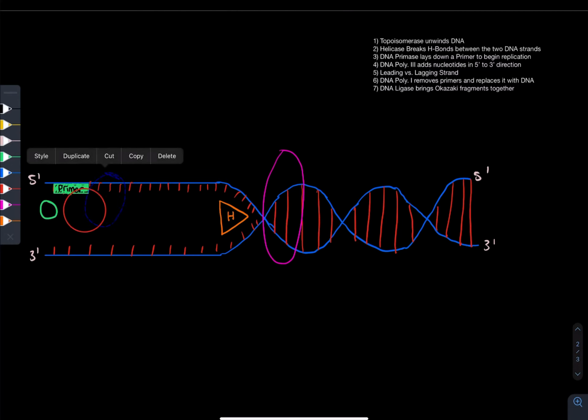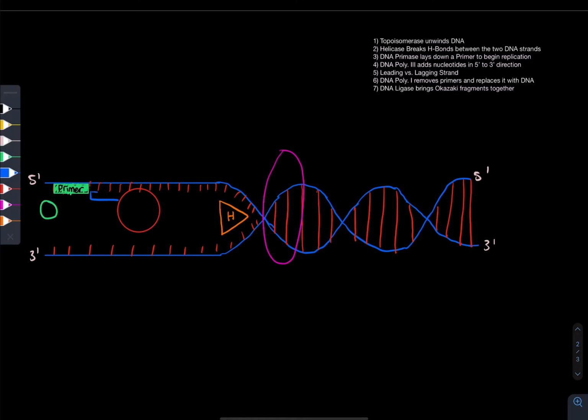Which takes us to our next step. DNA polymerase 3 will add the nucleotides to the parent strand in a 5' to 3' direction. So what this means is, as this guy is going forward, he's adding nucleotides. And what those nucleotides are going to look like is it's just going to be another strand. So as he moves forward, he's going to be creating more and more nucleotides.